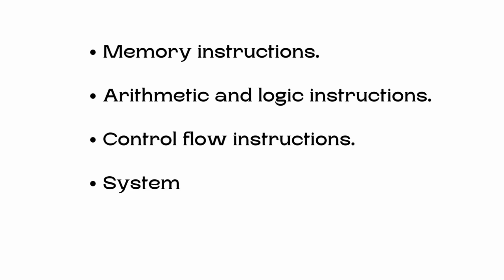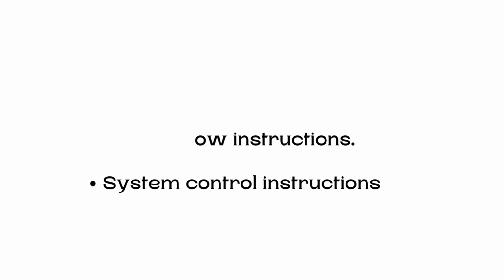Arithmetic and logic instructions perform calculations and logical operations on data stored in registers. Control flow instructions control the flow of execution within a program by altering the sequence in which instructions are processed. This includes branch, jump, and loop instructions. System control instructions interact with the overall system and manage various functionalities. This includes interrupt handling, privilege management, and processor state management instructions.